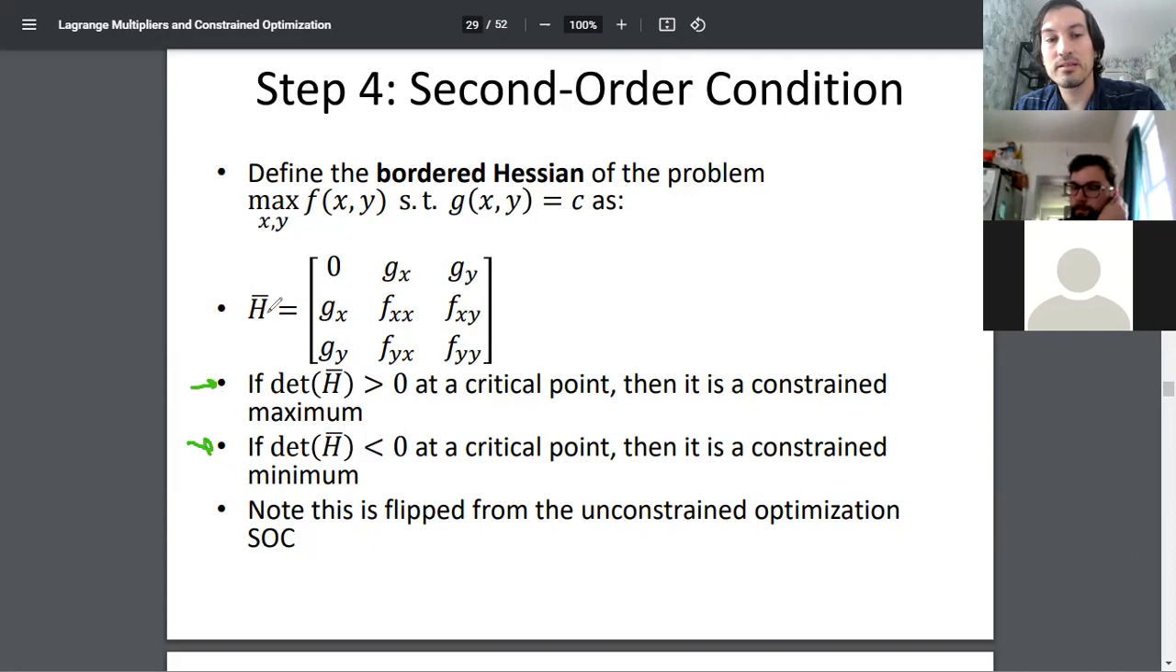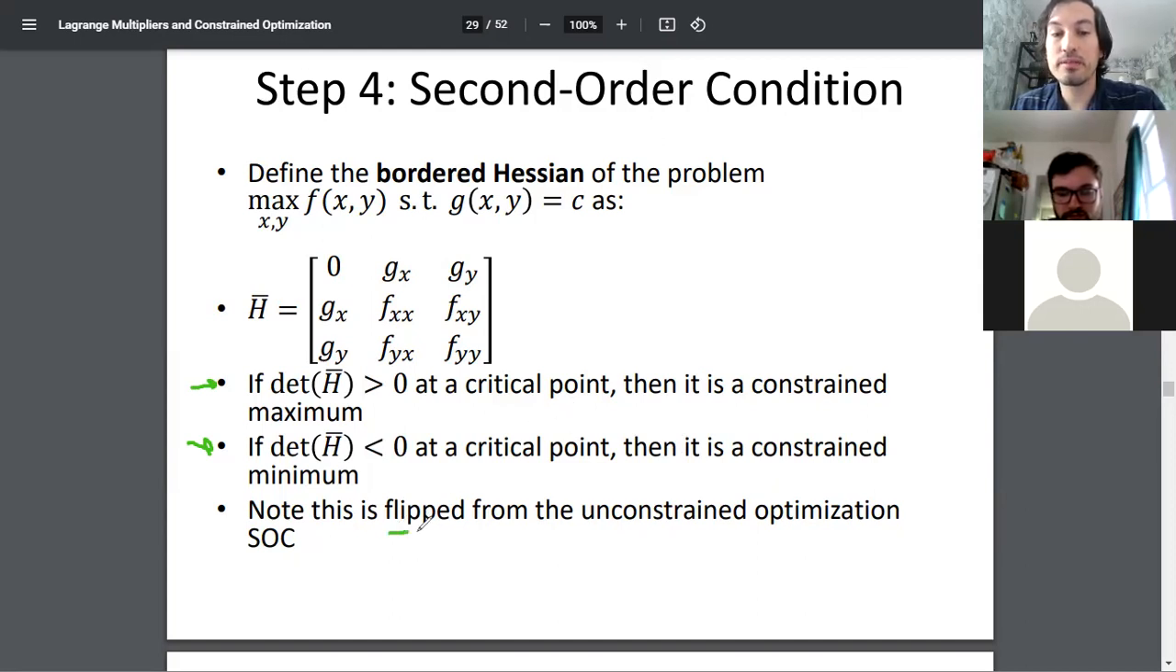If the determinant of this bordered Hessian is greater than 0 at a critical point, then you found a constrained maximum. Why don't I just say maximum? It's basically the same. Constrained means given the constraint, it's a maximum. That's what that means. Okay, it's greater than 0 for a maximum. If the determinant of this bordered Hessian is less than 0 at a critical point, then it's a constrained minimum. That's it.